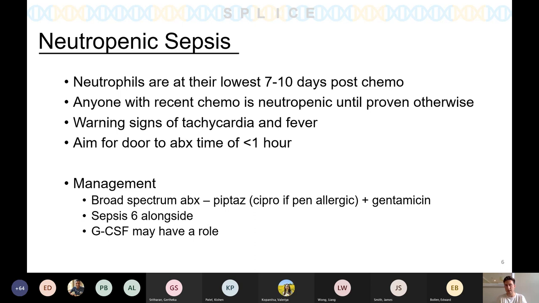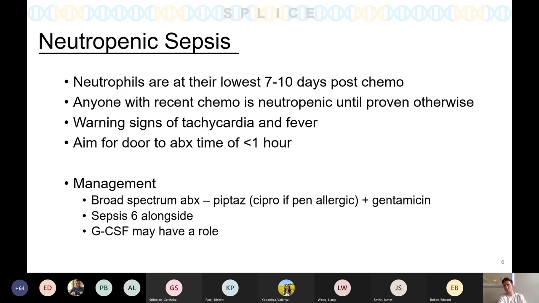In the case of the immune cells, they're at their lowest 7 to 10 days post-chemotherapy. Therefore, anyone who's had recent chemo should be considered neutropenic until proven otherwise. So if they're presenting with a tachycardia or a fever, so signs of infection, there should be a really low threshold for starting the Sepsis 6 and getting antibiotics in within 1 hour of presenting to A&E. A good example of a regime you might use would be piperacillin and gentamicin, or ciprofloxacin if they were penicillin allergic.